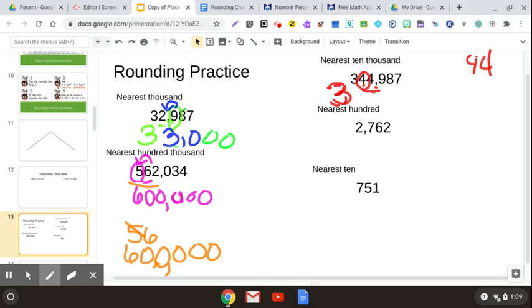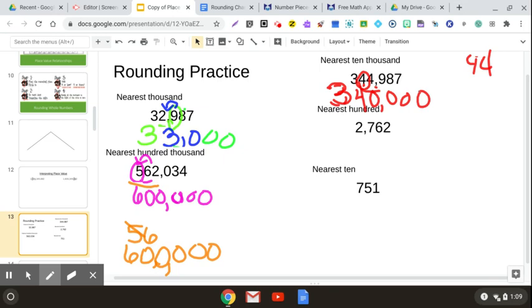Is he going to rest? Or is he going to up the score? His backseat driver is a 4. 4 or less, let it rest. So the circled 4 stays a 4. Everything becomes a 0. Okay? There you go. You've got it.